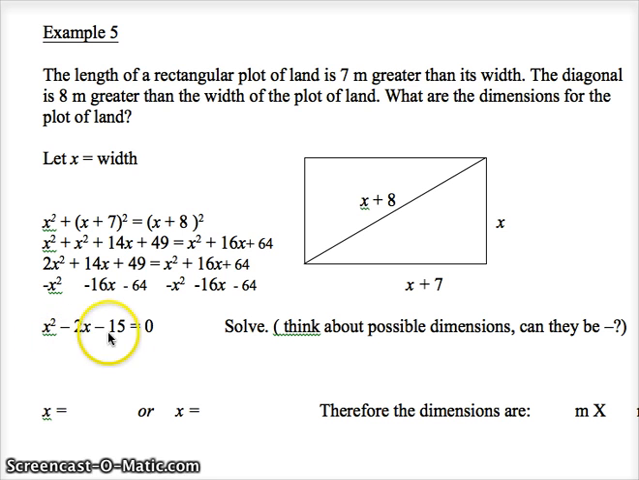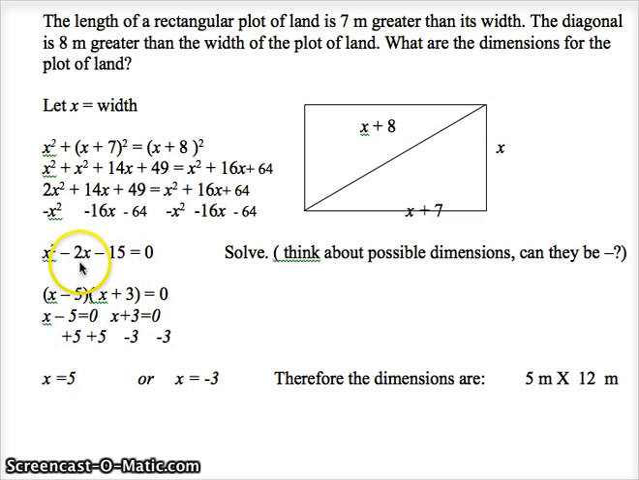So go ahead, factor this, and find out what your possible dimensions are, and press play when you're ready to check. Okay, so remember, we're thinking what multiplies to -15 and adds to -2. We have a -5 and a +3. Remember, the middle sign goes to the bigger number. So we have x minus 5 equals 0, or x plus 3 equals 0. Solving these two brackets, x can be 5 or it can be -3.